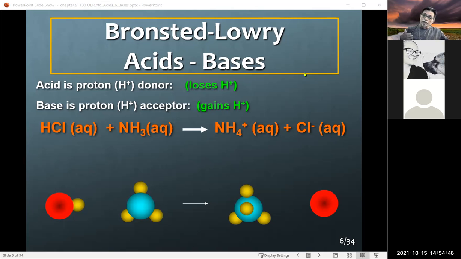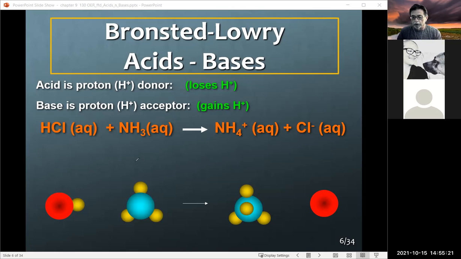So basically, both Arrhenius and Brønsted-Lowry have basically the same definition for an acid. Brønsted-Lowry says it loses a proton. Arrhenius says it produces protons. In my eyes, they're both the same definition. Where they differ is the base. Whereas the Arrhenius base deals with hydroxide, Brønsted-Lowry deals with a chemical that will accept that proton.